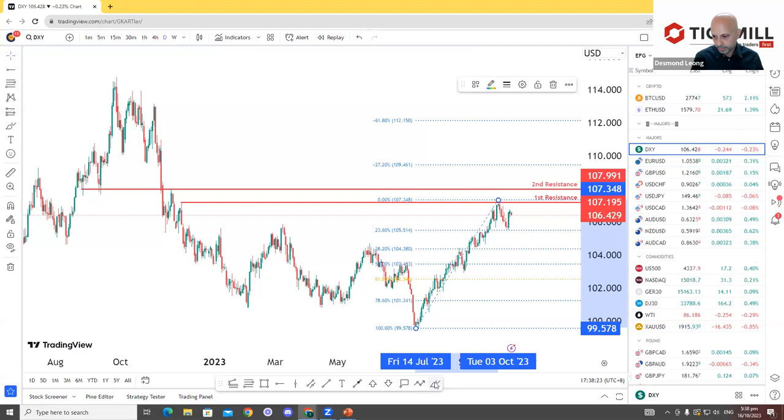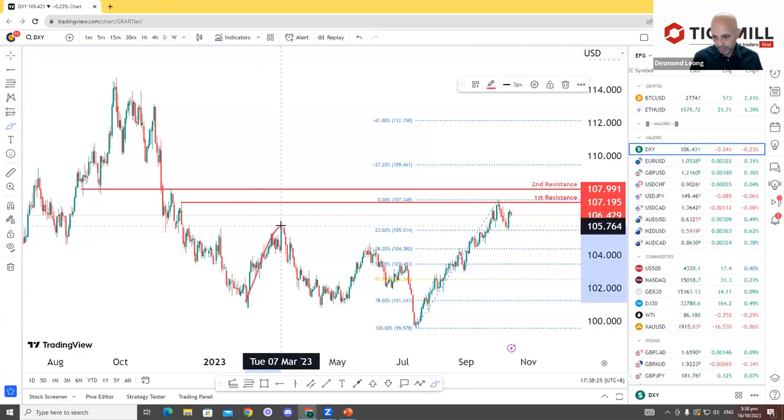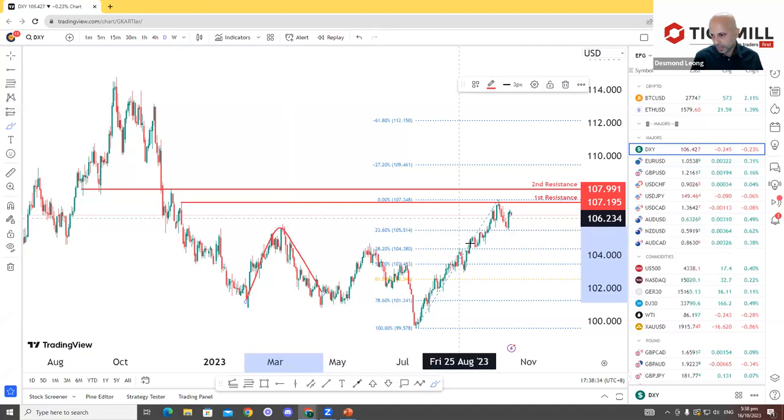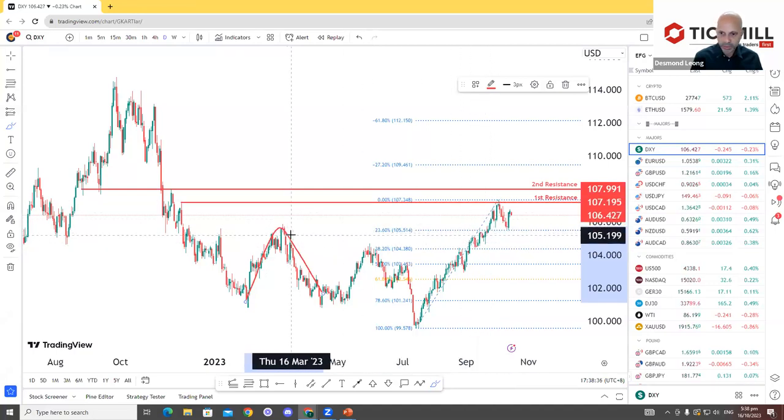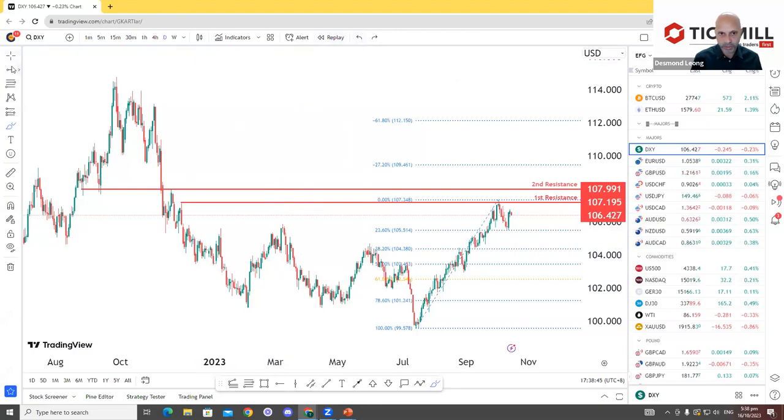And if I go back to March of this year, we see the dollar index making a very significant swing high resistance as well. So this level was previously acting as a resistance before price broke above it, which now is going to potentially act as a major support level for the dollar index. So that's how we've identified the first support level for the dollar index.